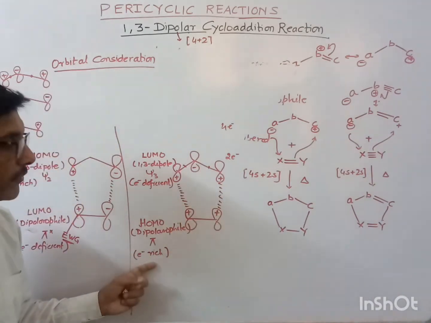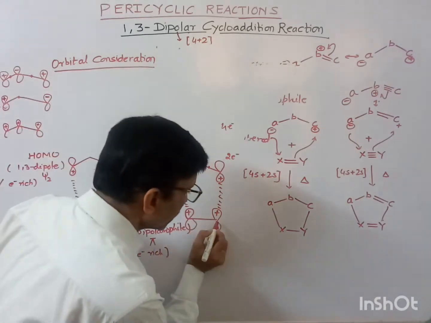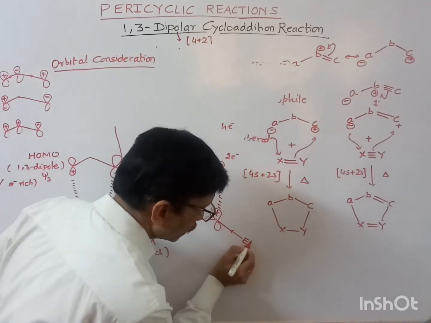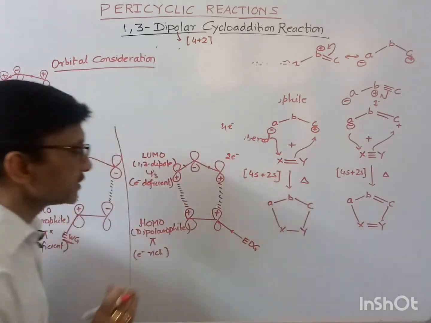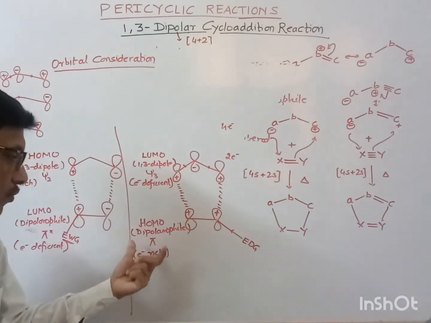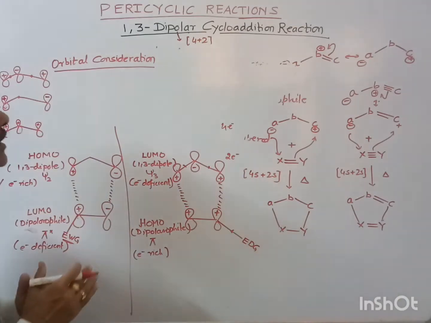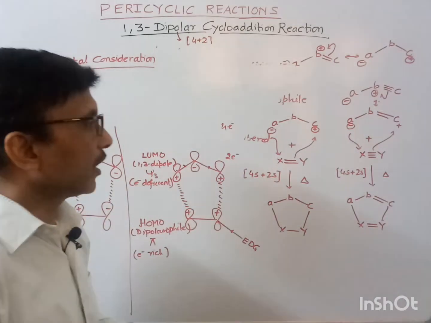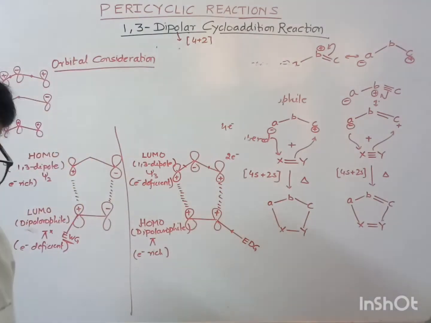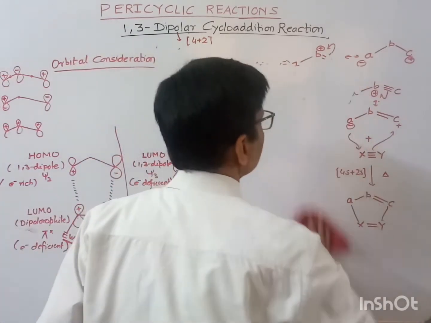So as this is electron rich, it must contain some electron donating, electron releasing group over here. If it contains an electron releasing or electron donating group, then it will act as a HOMO, and this will act as a LUMO. So in this way we can understand how the superficial interaction is possible over here. Now let us see some examples.